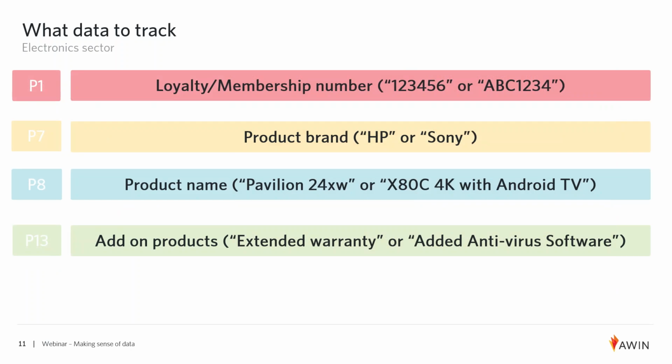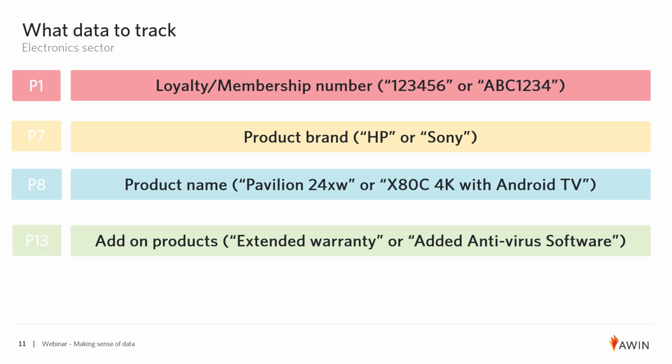Okay, so we're going to go into the electronics sector now. I'm firstly looking at the loyalty and membership number. Again, like we said, by passing back this information, we can see which customers return through the channel. Again, providing insights into the publishers that drive repeat purchases, and via which publisher these repeat purchases come from.